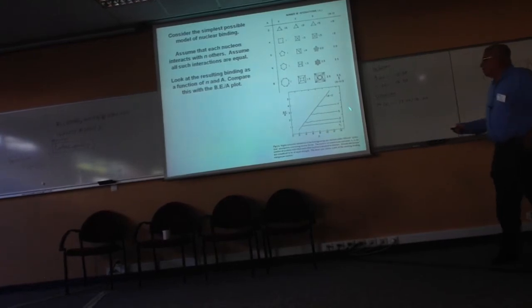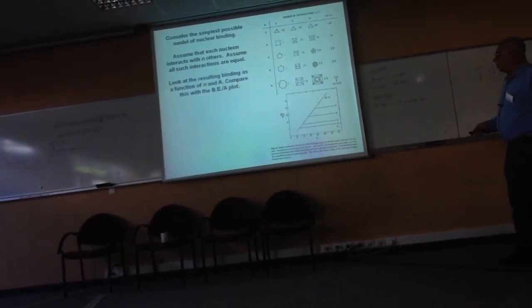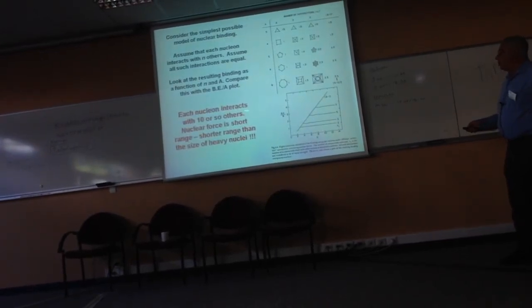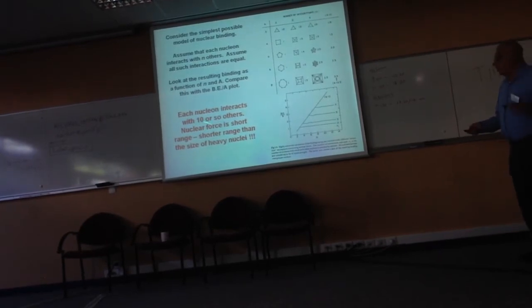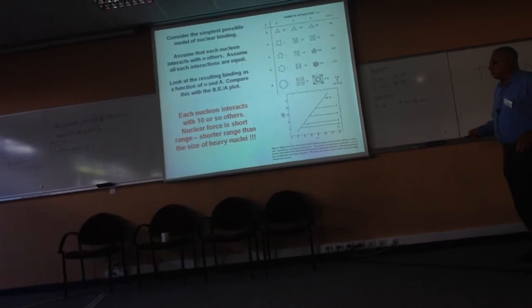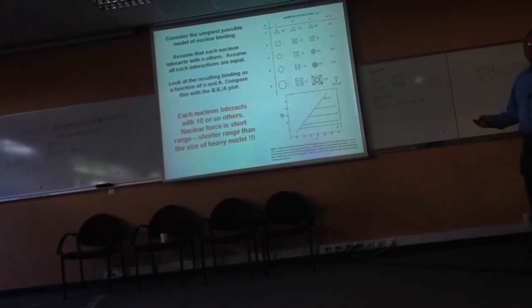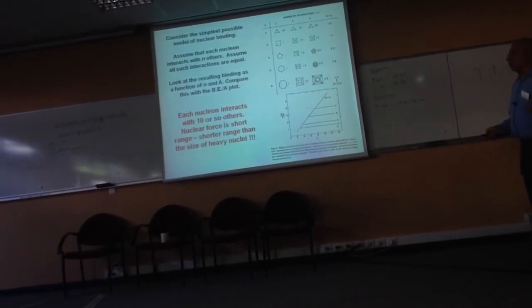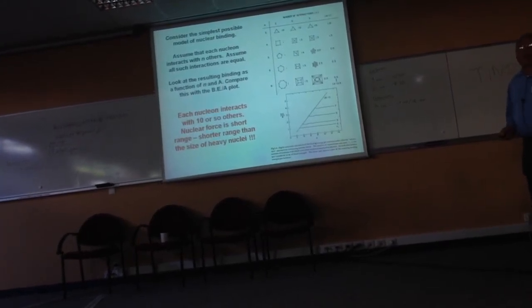And so from this very simple counting scheme, which is hugely oversimplified, you can conclude that each nucleon interacts with 10 or so others. 10 could be 5, it could be 20, but that ballpark. Which means that the nuclear force is short range, and it's shorter in range than the size of heavy nuclei. Okay? So from just measuring the masses of nuclei, putting them on a scale basically, we can already tell that the nuclear force is short range. And it's obviously attractive, or we wouldn't be around to ask the question.